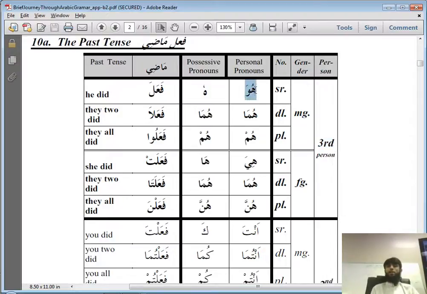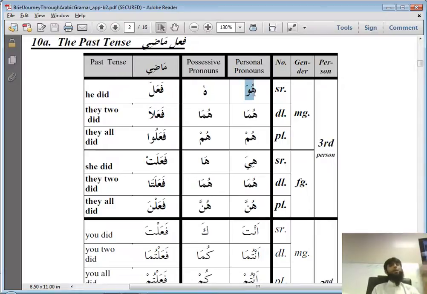So huwa is he, and hum is them, but it's plural and it is third person. So plural and third person is them in English. Sorry, they, not them, they. Huwa is he and hum is they. Okay, fair enough. And huma is they too.